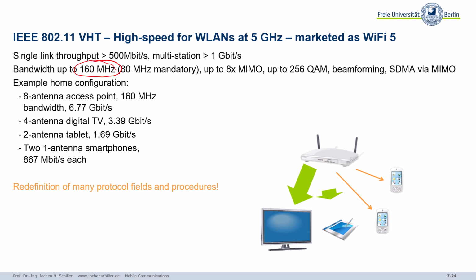So altogether, you will end up at this 6 gigabit per second. This is the Wi-Fi 5 standard. Officially it's called 802.11 VHT in the IEEE terminology. Together with this comes a redefinition of many protocols, fields and procedures, etc. And that's the maximum in the classical .11 standard as you have it today. There are some add-ons, I will come back to this later on.